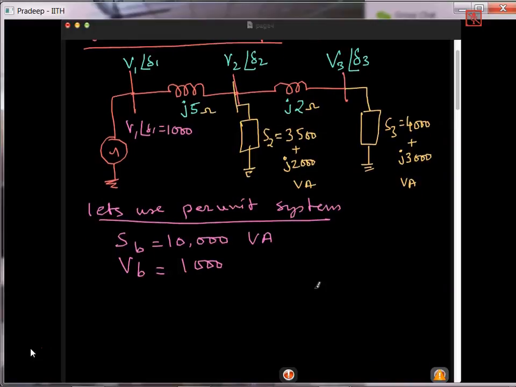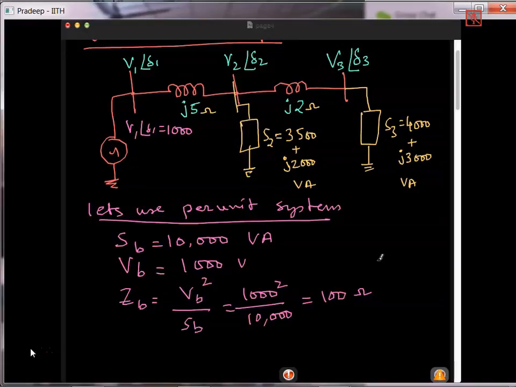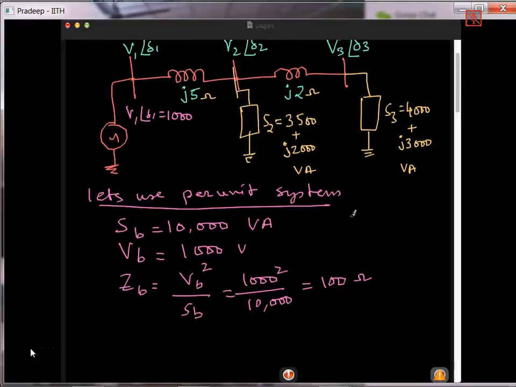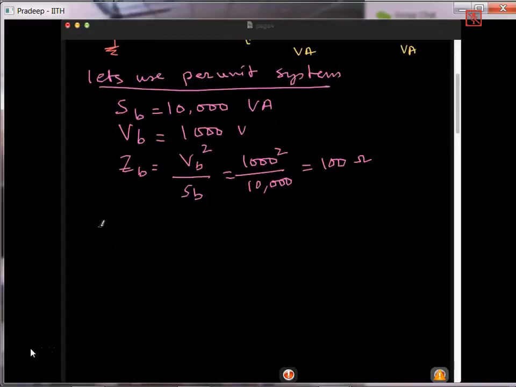So what is Z base? So V base square by S base. That is equal to 1000 square by 10,000, that is equal to 100 ohms. And so if I convert this diagram, convert the network into per unit.